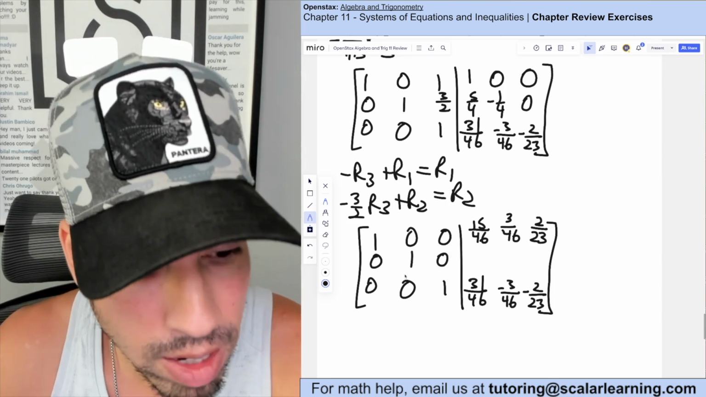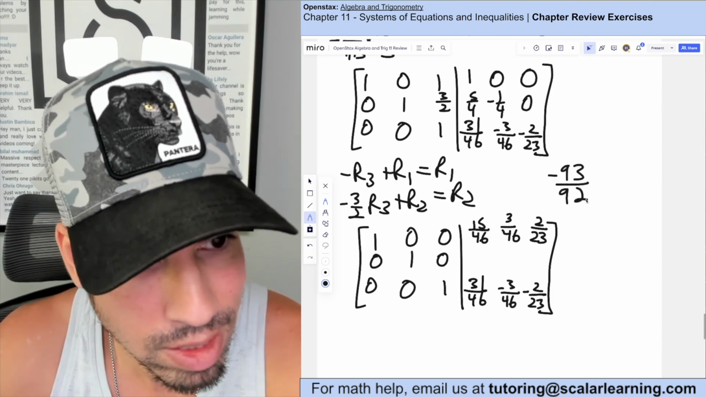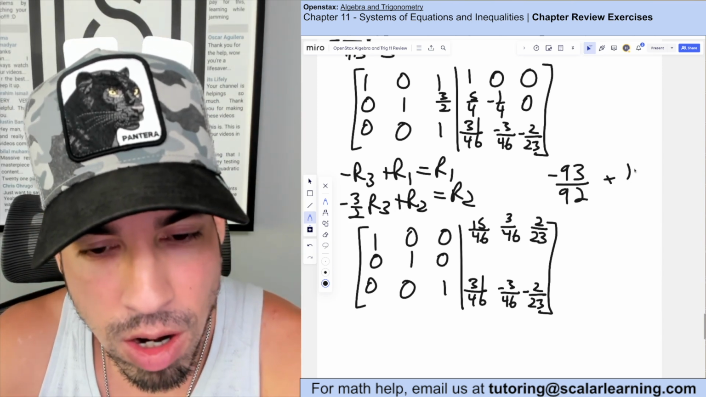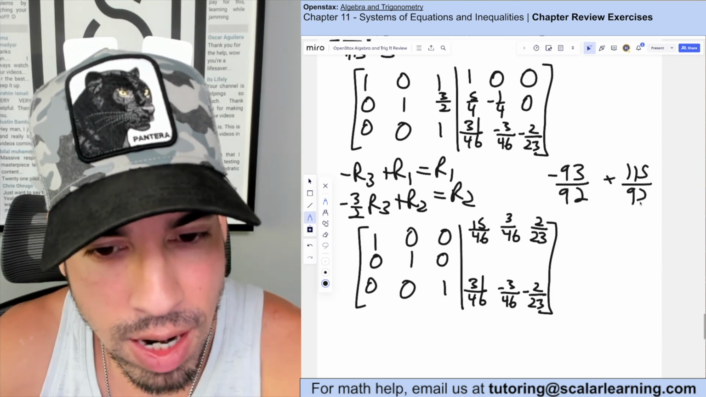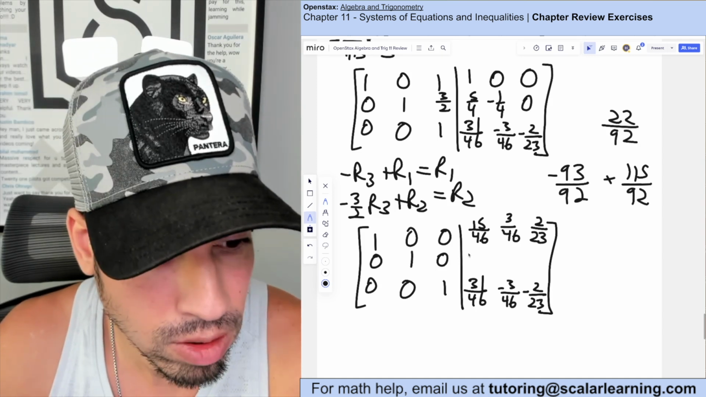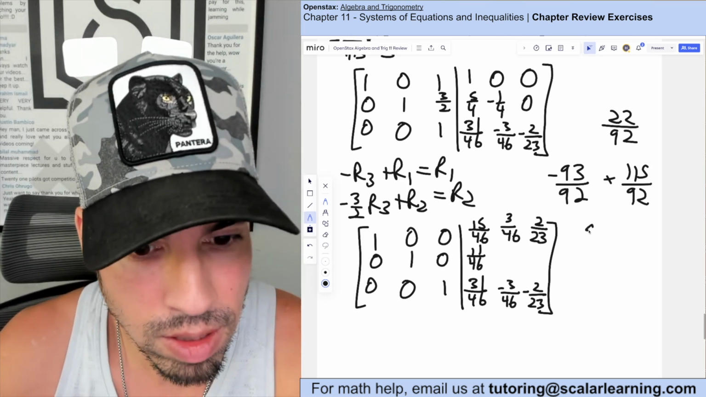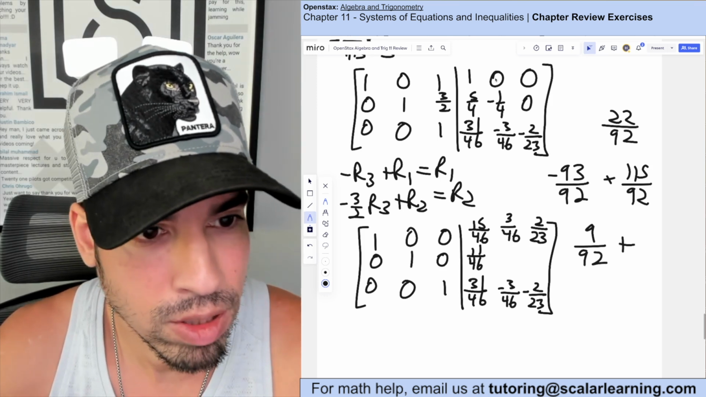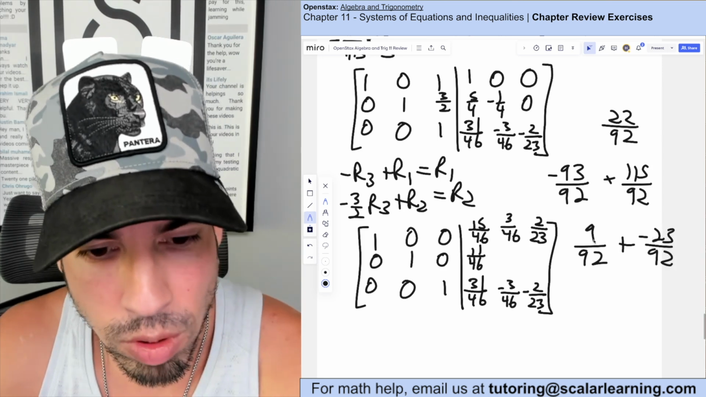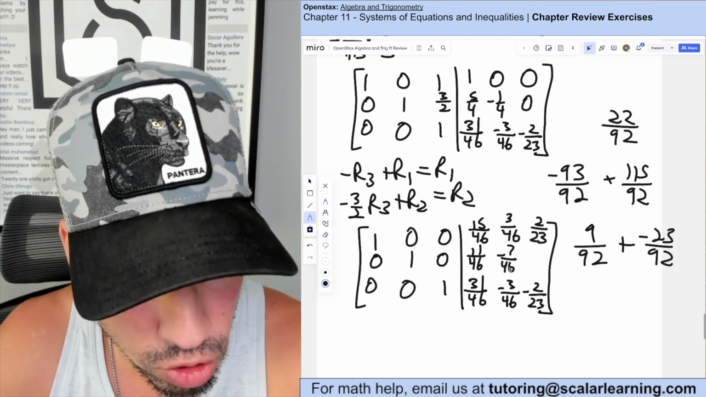Okay, now the fun fractions, here we go. Negative 3/2 times that's negative 93 over 92, plus 5 over 4, which if I multiply top and bottom by 23, I get plus 115 over 92, which is going to be 22 over 92, or 11 over 46. Then we got this times negative 3 over 46, so it's going to be positive 9 over 92, and then plus negative 1/4, which is negative 23 over 92. Negative 23 plus 9 is negative 14 over 92, or negative 7 over 46, just reducing it a little bit.